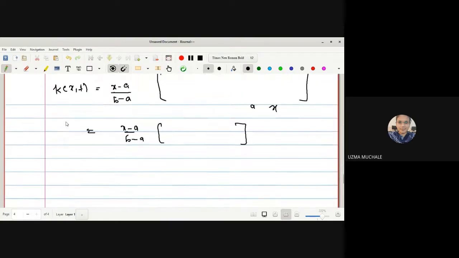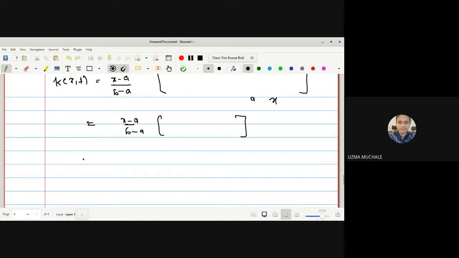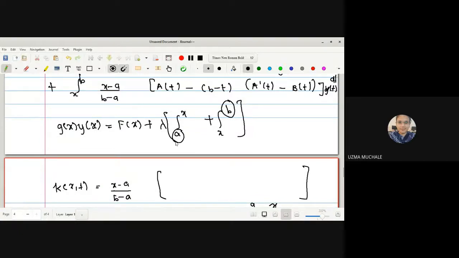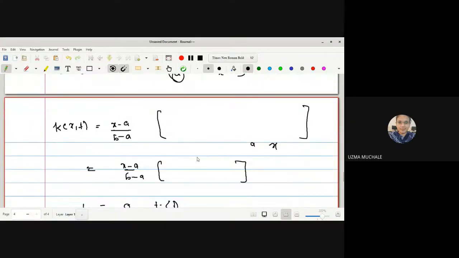I hope you have come across the Laplace transform. What is the kernel for the Laplace transform? We have studied that for t less than 0 it is 0, and for t greater than 0, what was the kernel for Laplace? e raised to minus st. So in a very similar way, here also within the limit a to x, that is for values of t which lie between a to x, this is the kernel, and for values of t which lie between x to b, the kernel is this one. Okay.